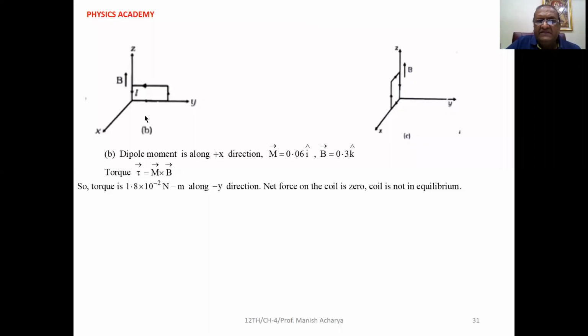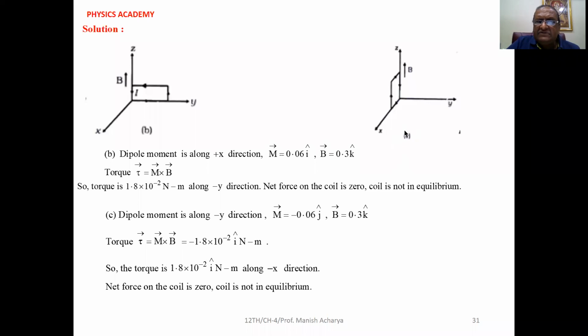Now see, this B case. In that also the current is in the anti-clockwise direction, and your loop is in the YZ plane. So the answer will be the same as we obtained in the first case. Clear to all of you?